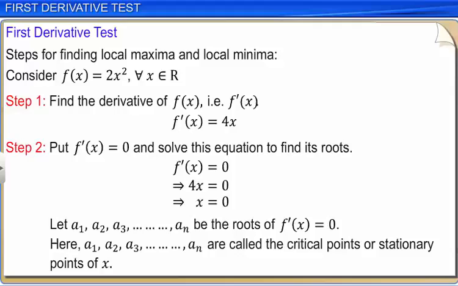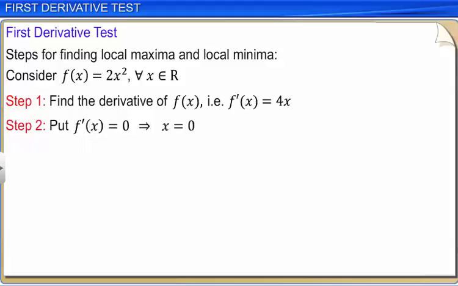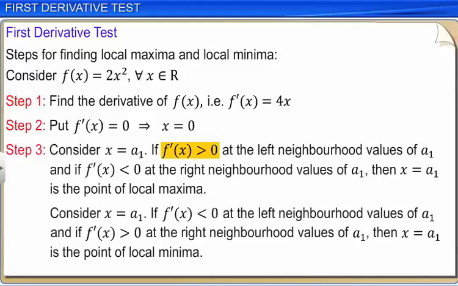If the derivative of f is positive at the left neighborhood values of a1, and if the derivative of f is negative at the right neighborhood values of a1, then x is equal to a1 is the point of local maxima. Similarly, if the derivative of f is negative at the left neighborhood values of a1, and if the derivative of f is positive at the right neighborhood values of a1, then x is equal to a1 is the point of local minima.